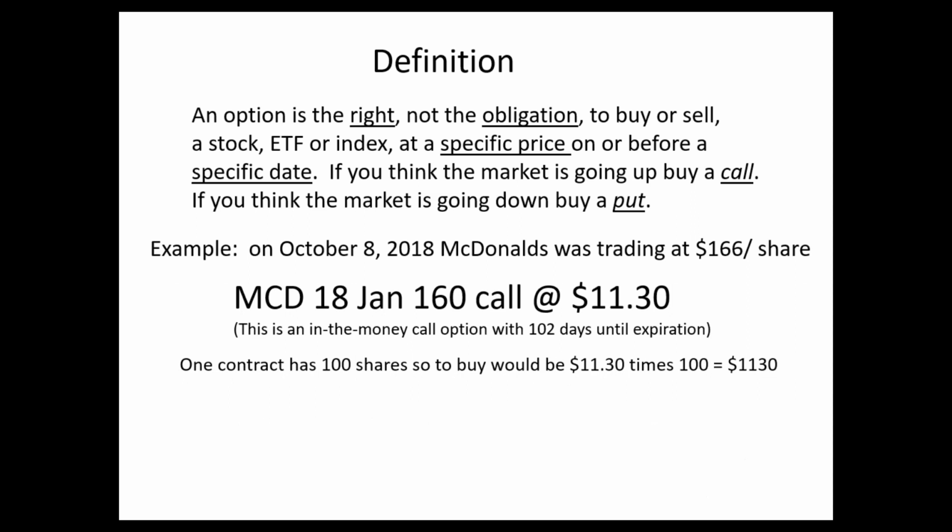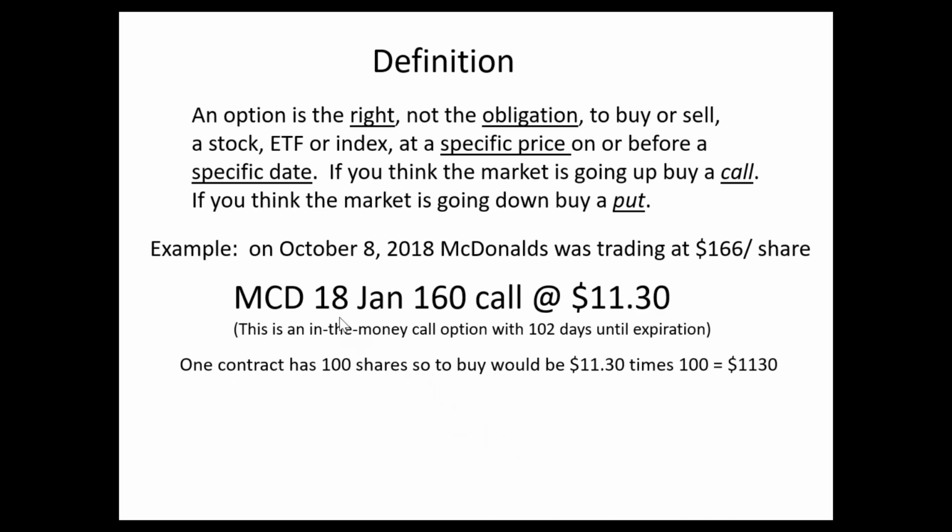Now let's look at an example on October 8th, 2018. McDonald's was trading for $166 per share. What you do is you go out and buy a McDonald's 18 January 160 call at 11.30. Now, this is what's called an in the money option because the stock is already at 166. You're getting an option that is 160, so it already has some value to it.